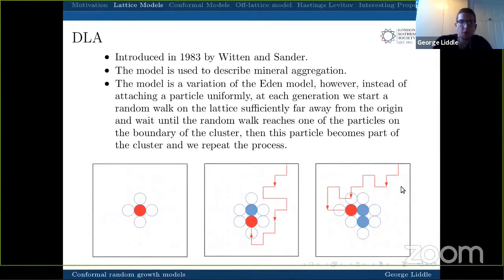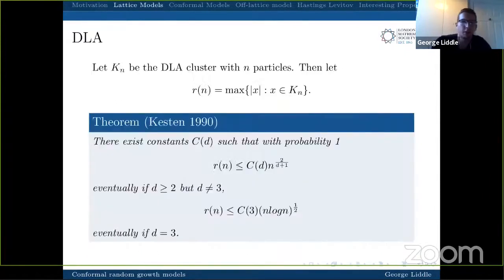But rigorous results on DLA have been very difficult to come by. And many good mathematicians have tried to study the problem, and there's been very little success. One of the only real results we have on the area is due to Costa in 1990. And then again, in this case, we're looking at the radius again, so the maximum distance still belonging to the cluster from the origin. And we're trying to find bounds on this radius.